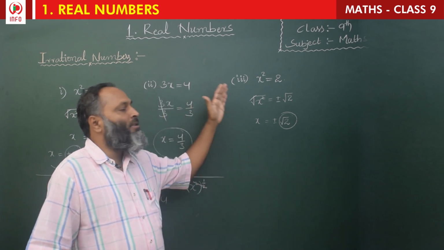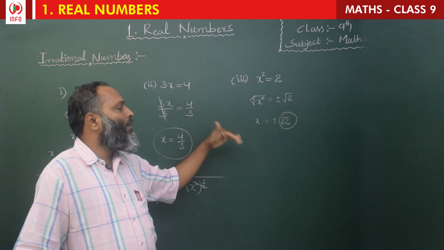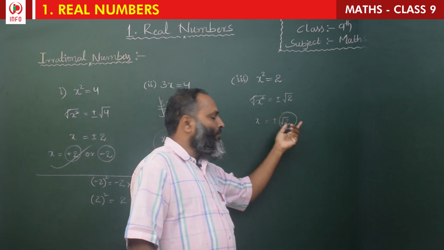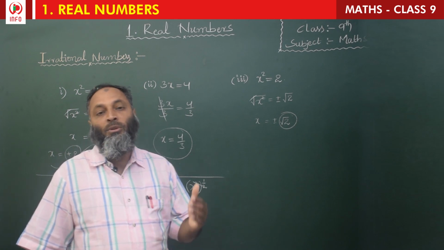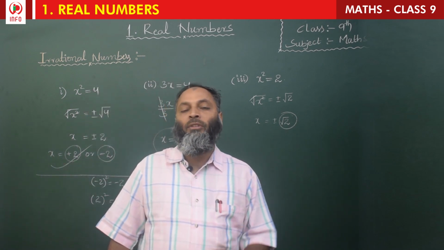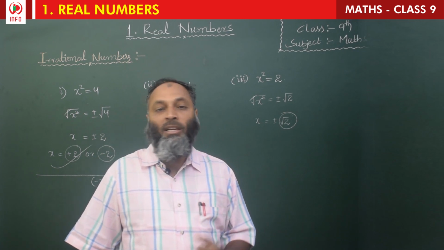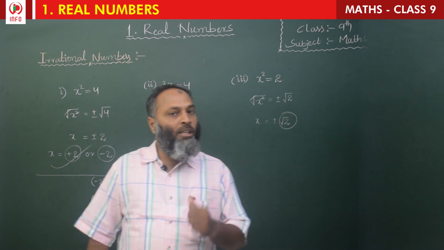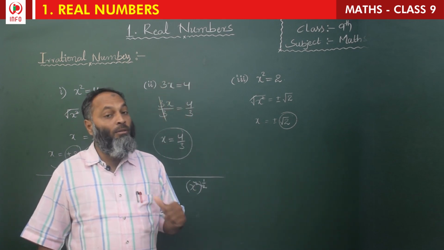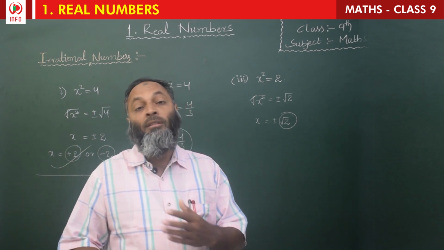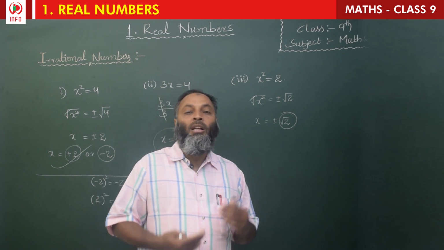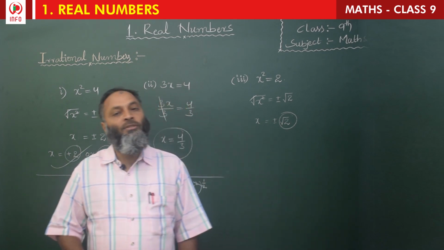Okay, so this is an irrational number. Why is it an irrational number? Because square root 2 is there, and root 2 does not have any perfect square root value. That is why it is an irrational number. When the number is irrational, how to represent it on the number line and how to find the value of root 2, that we are going to discuss. Okay, students.